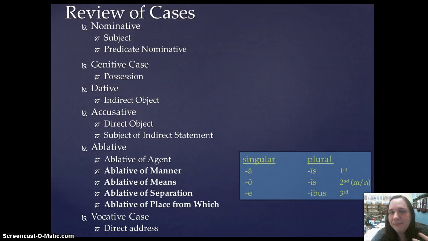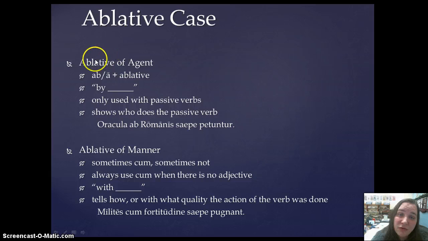The ablative case is a case that tells you how the verb is functioning or how the verb is occurring, okay? It tells you with whom the action of the verb is happening, or with what, or from where, or by whom, okay? Because of that, it's kind of a catch-all case. It actually has a lot of different functions, and we're going to learn 4 of the most common ones in this video, okay?